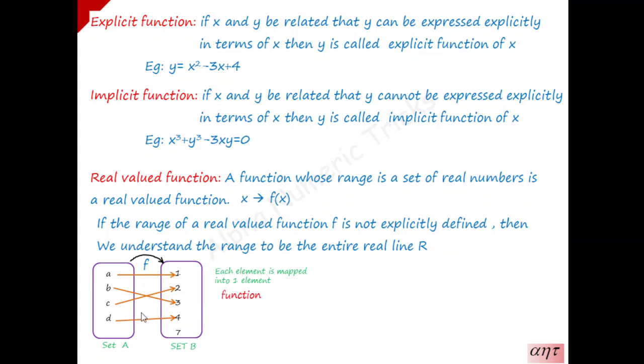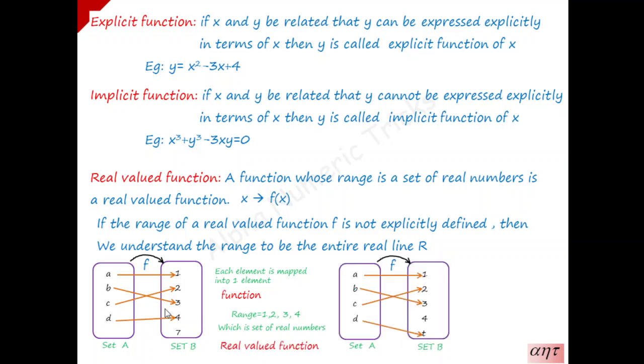And what about real valued function? Here the range is 1, 2 and 3, 4. The range must be real numbers, then only we can say that it is a real valued function. Here the range is 1, 2 and 3, 4, which are real numbers. So we can conclude that it is a real valued function.